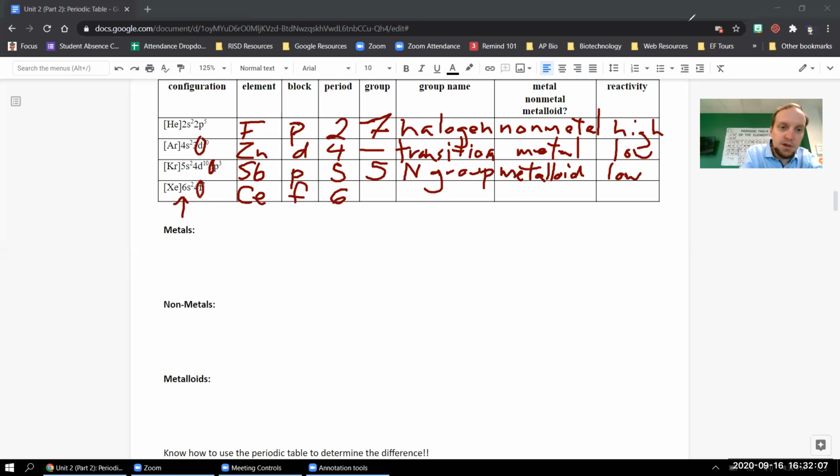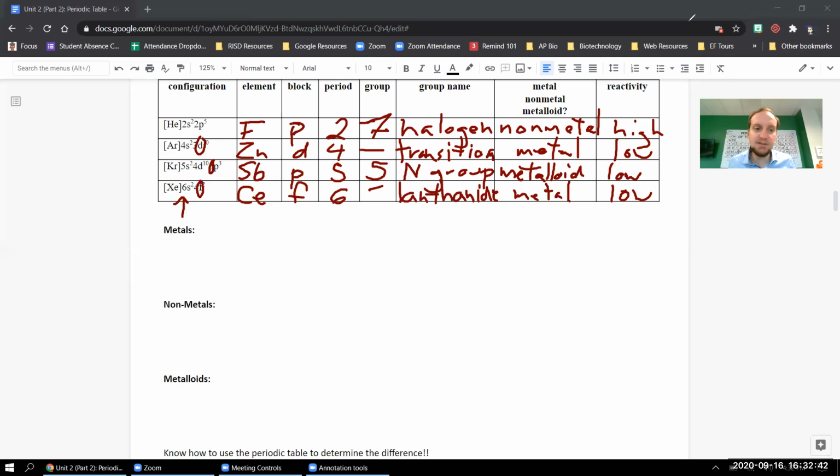Again, the F block. The group, again, we don't have a group name or number for that. So I'm just going to ignore that. Again, that is going to be a lanthanide. A lanthanide, again, you guys can see on the periodic table, it tells you right here, this is the lanthanides, these are the actinides. Cerium is located right there. So it's a lanthanide. That is a metal. And its reactivity, again, would be low, but potentially radioactive.